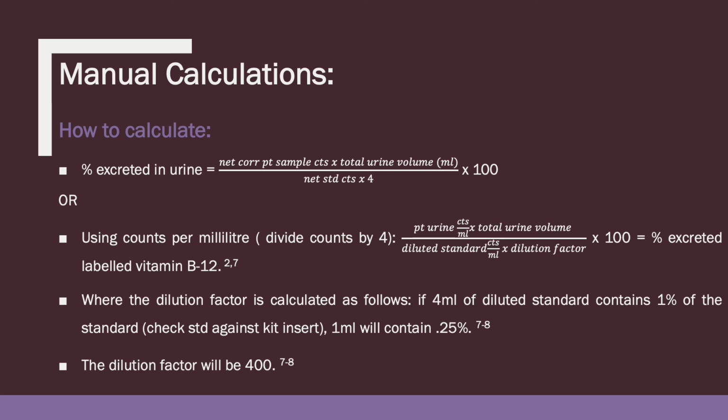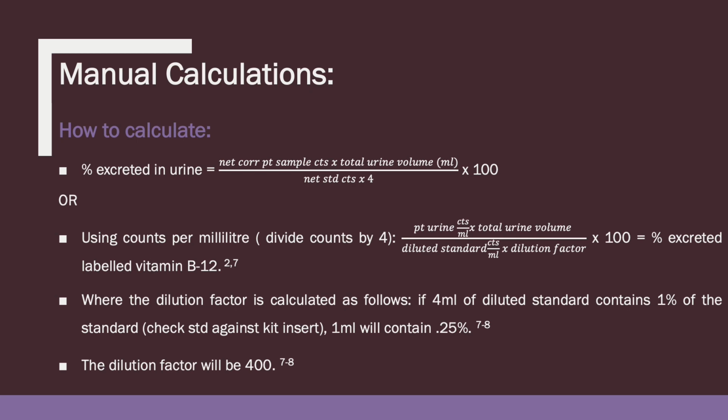Or it can be calculated by using counts per milliliter. Just remember to divide this by 4 since the sample size was 4 ml. You would take the patient urine counts over the milliliters it was in, times the total urine volume, and then divide this by the diluted standard counts per milliliter and the dilution factor, then times this by 100 to get your percentage of excreted radio-labeled vitamin B12.